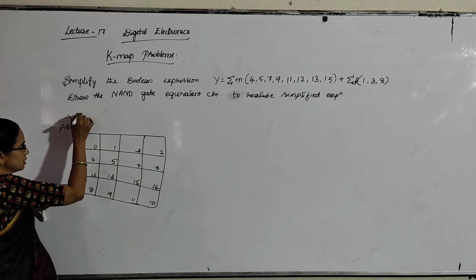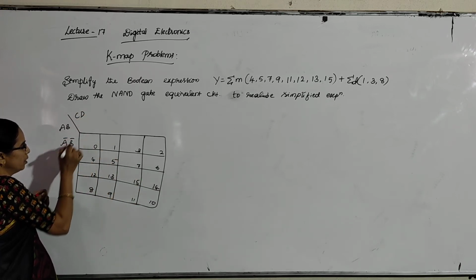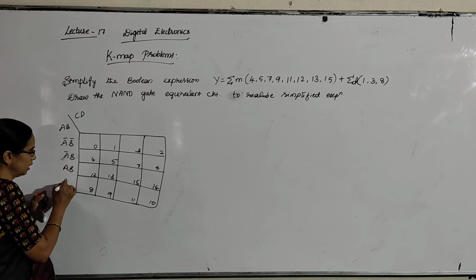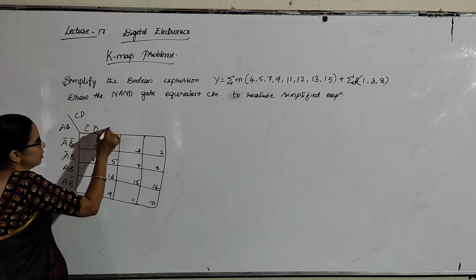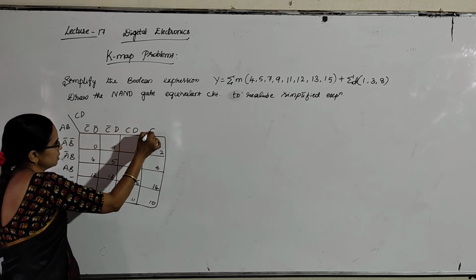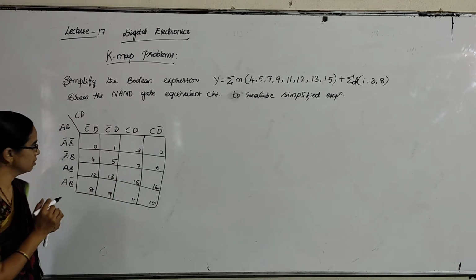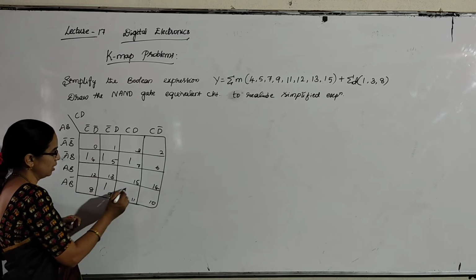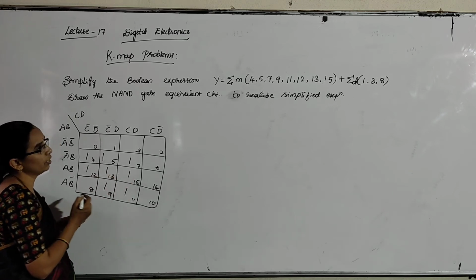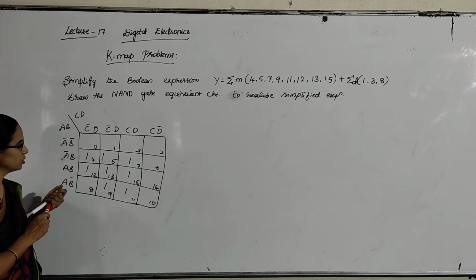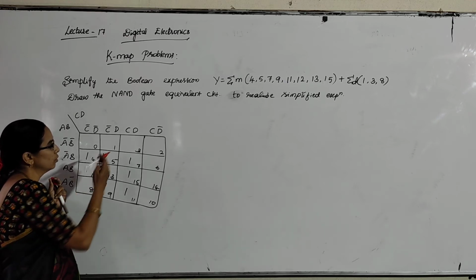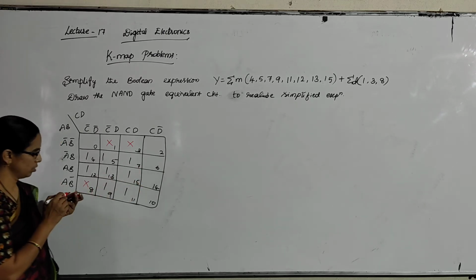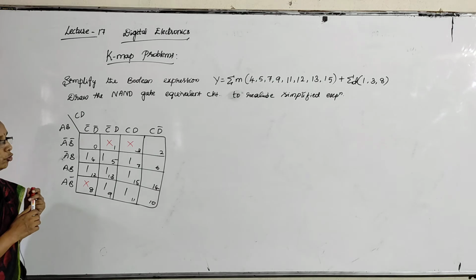It is A, B, C, D; A bar B bar, A bar B, A B, A B bar; C bar D bar, C bar D, C D, C D bar. Marking 1 for 4, 5, 7, 9, 11, 12, 13, 15, and the don't care conditions are 1, 3, 8. Now group it.